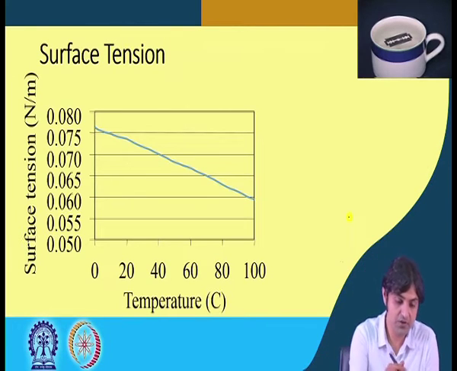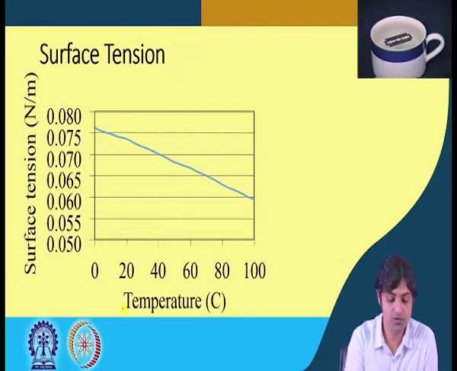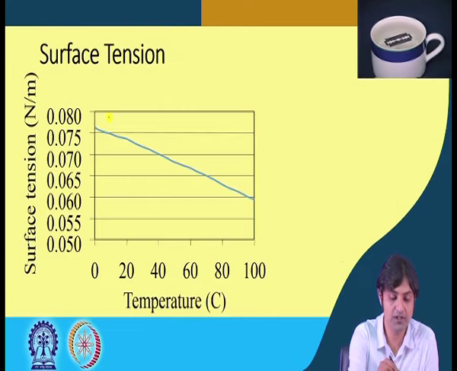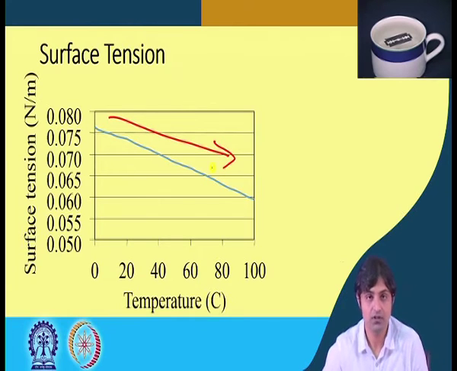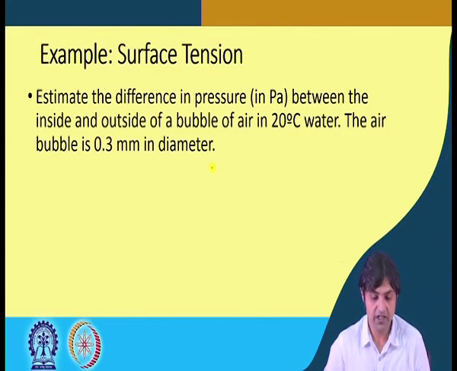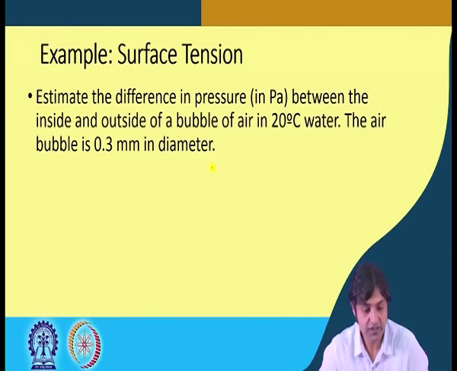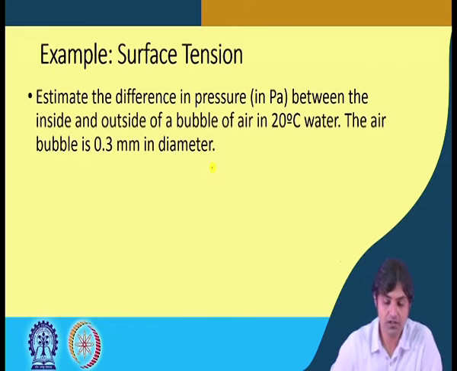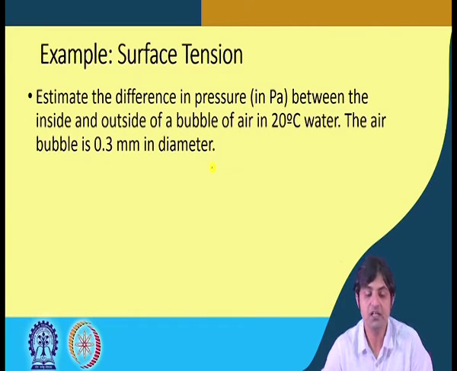So this, as you can see from this curve, as soon as you increase the temperature of the fluid or water, the surface tension is going down. So we have included an example of surface tension here. Estimate the difference in pressure between the inside and outside of a bubble of air in 20 degrees centigrade water. The air bubble is 0.3 millimeters in diameter.